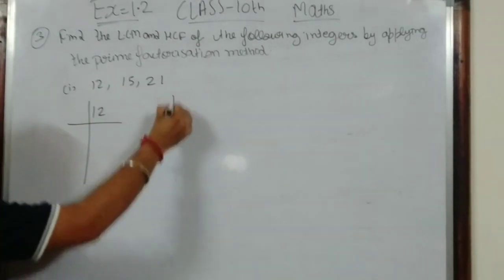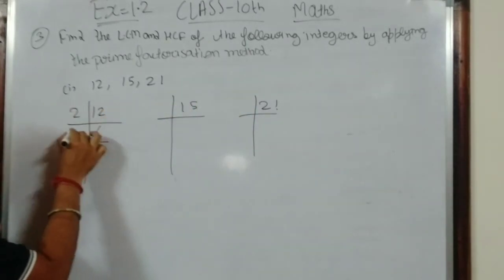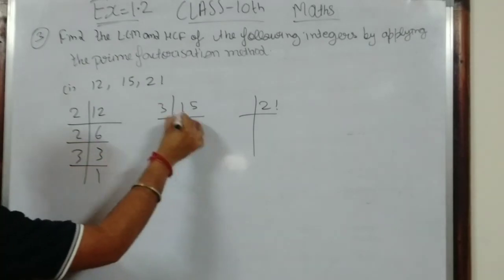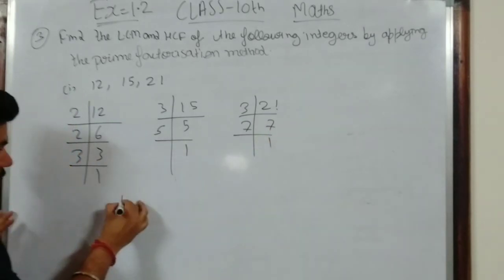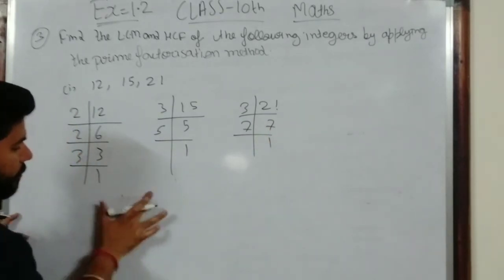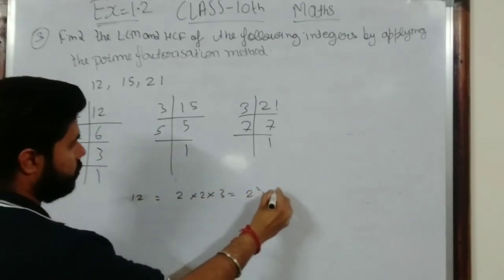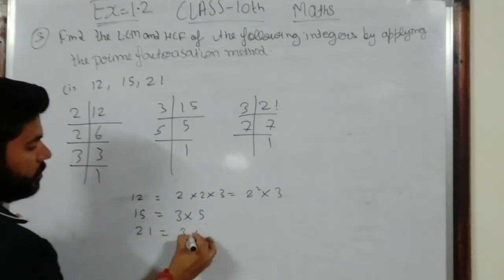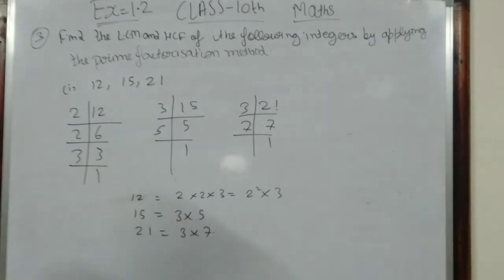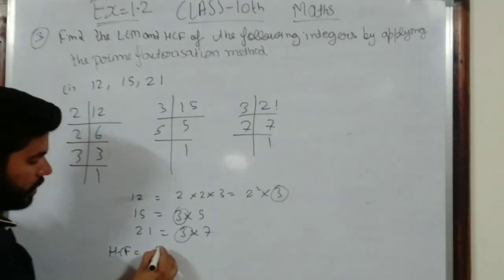So the numbers are 12, 15 and 21. Before the HCF we write the prime factors: 12 is 2 into 2 into 3, that is 2 square into 3, and 15 equals 3 into 5, 21 equals 3 into 7. So what will be the HCF? The only common number is 3, so the HCF will be only 3.